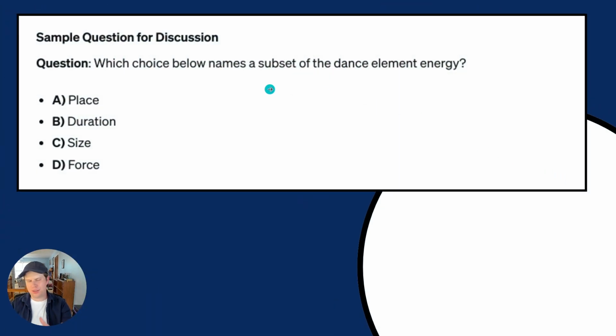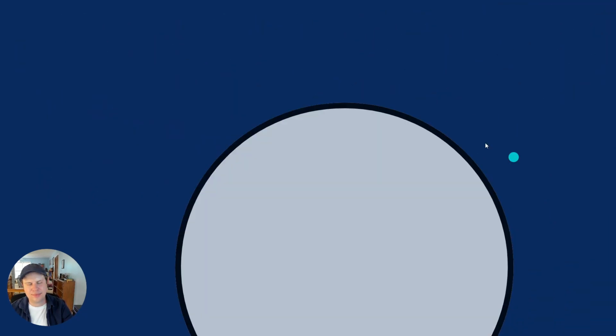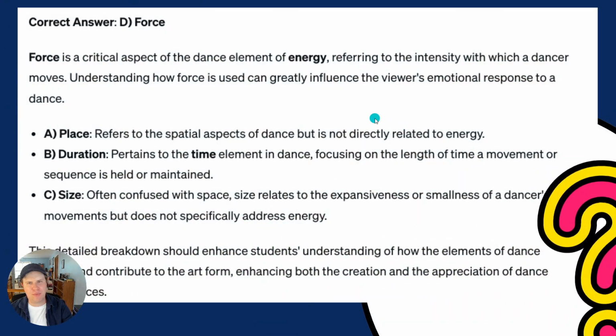A sample question to wrap up our discussion of dance, our quick foundation there. Which choice below names a subset of the dance element energy? Is that place, duration, size, or force? Each of these elements that we talked about goes pretty deep, and each of them has subsets or subcategories like this. Which of these four do you think fits in for energy? The correct answer is going to be force.